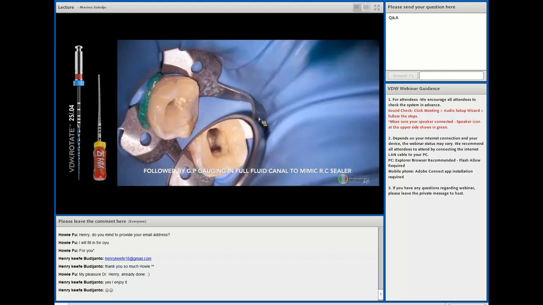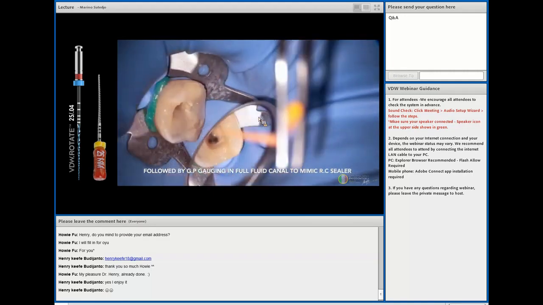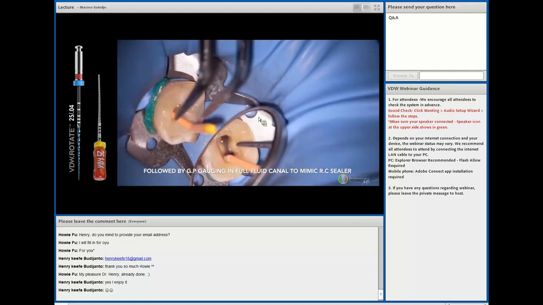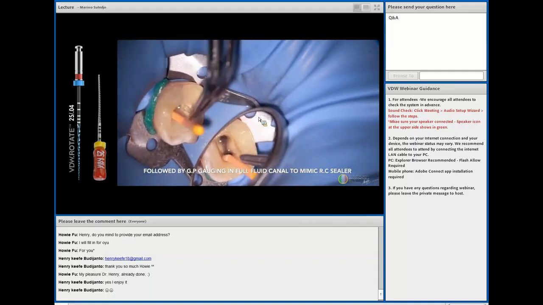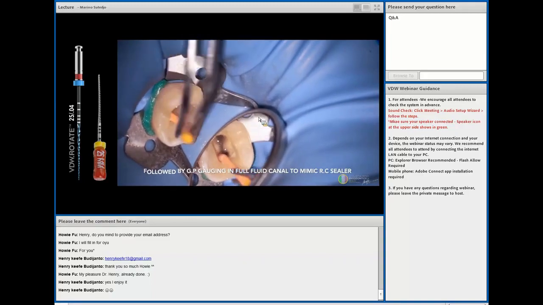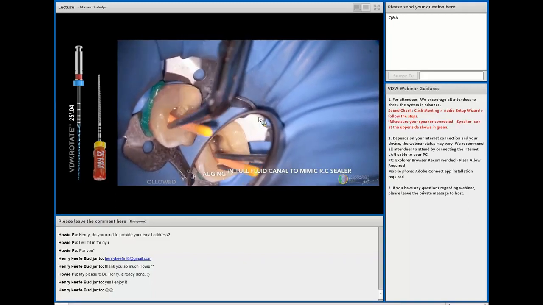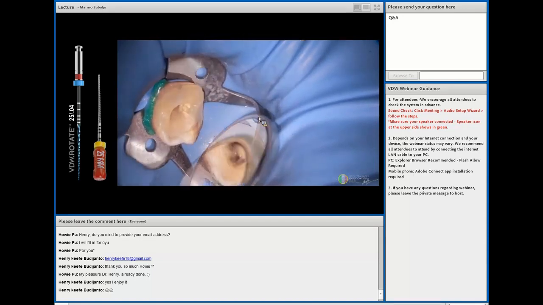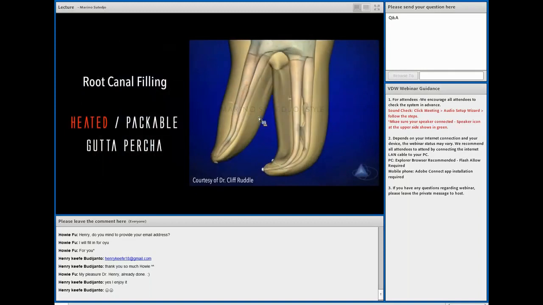And now try to use your gutta percha as your cone gauging. Okay. And if I use this gutta percha and it fits, it means I have a good tug back. And it means this is my master cone that I can use for my warm vertical condensation technique.